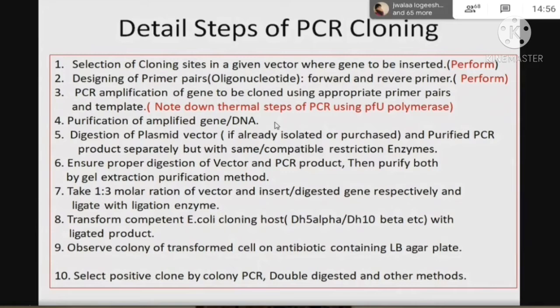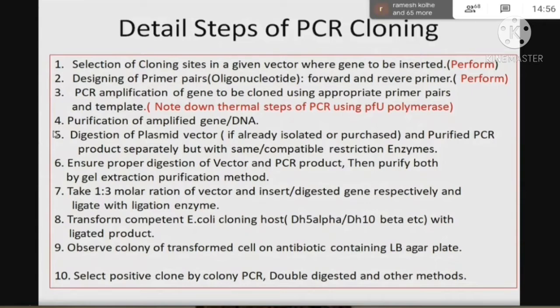So now we have a ready insert. Insert means the gene or the DNA fragment which you are going to clone, which you are going to ligate with the vector. That is known as the insert. So now we have a ready insert. After purification of the amplified gene, you have it ready.